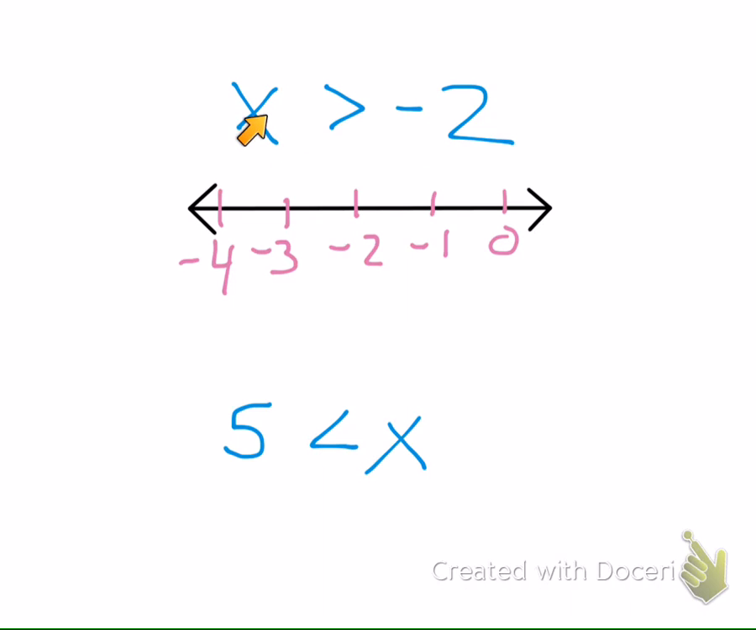If you plug in negative 2 there, is negative 2 greater than negative 2? No, that's false, right? So that means we need to use an open circle. Open circle means that number is not part of the answers. Closed circle means it is part of the answer. And then I want to draw an arrow towards all the things that make it true.